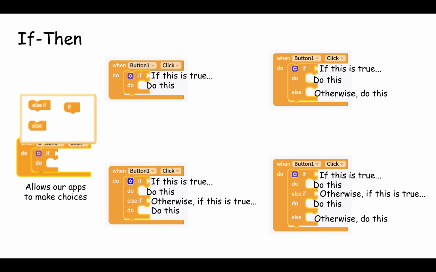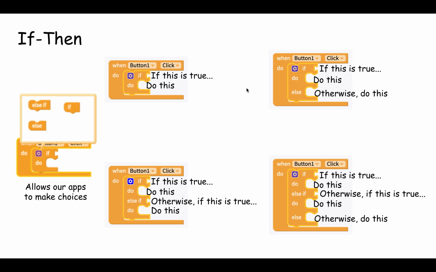Conditional statements allow our apps to make decisions. And the conditional statements that we're going to look at in this course are if-then types of statements. Now, an if-then statement simply says, if some condition is true, then do some action. And this statement here on the right says, if some test is true, then do something, otherwise do something else.